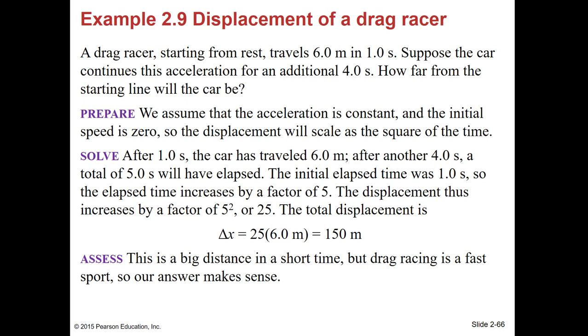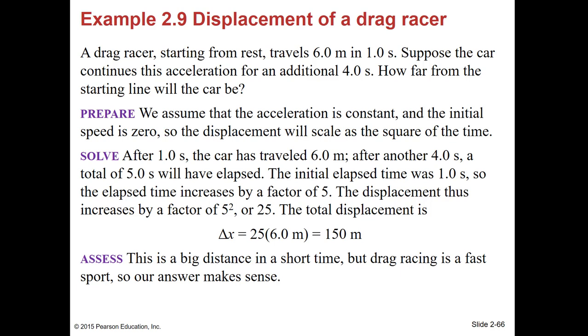Here's another one we can take a look at. A drag racer starting from rest travels 6 meters in 1 second. Suppose that the car continues its acceleration for an additional 4 seconds. So this is not uniform motion. The velocity is changing. So going from rest, it travels 6 meters in 1 second. You can't say that they're going 6 meters per second at the end of that time. That would be the average velocity over the whole amount of time, but we don't know how fast the racer is going exactly at 1 second.